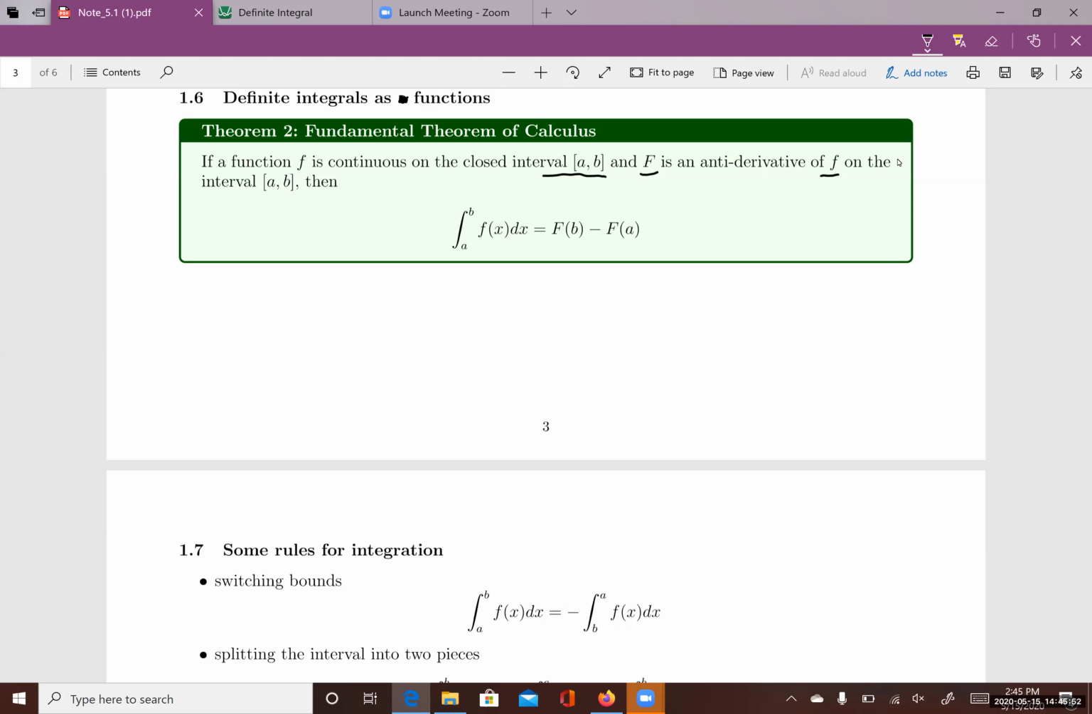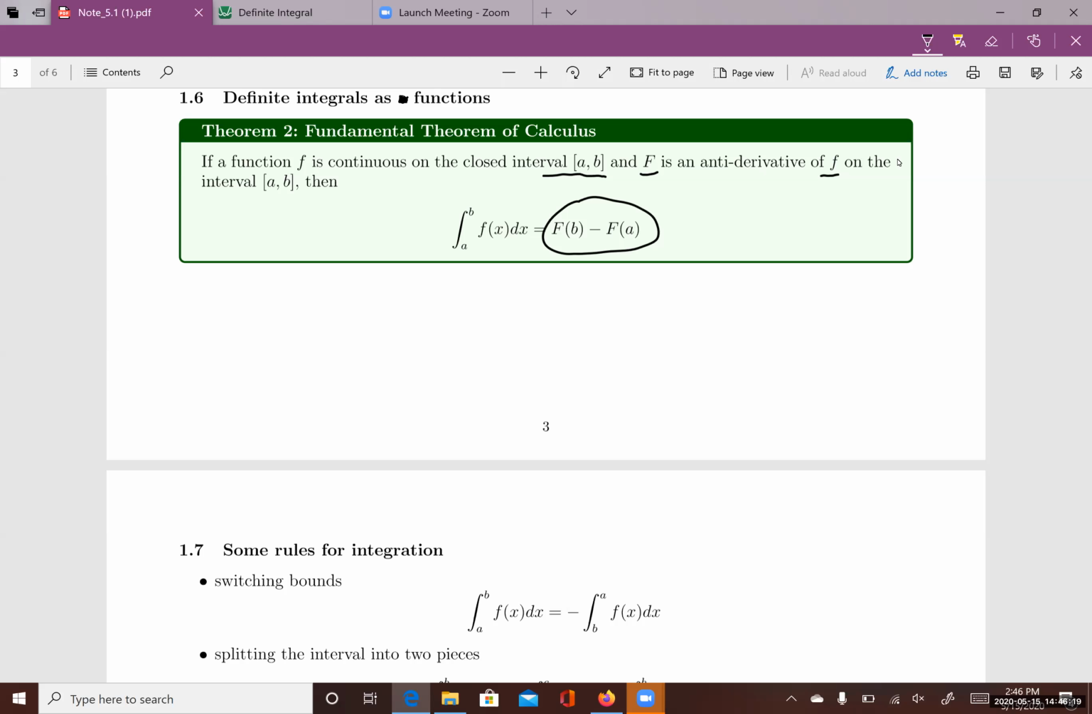So this theorem is about an antiderivative function on a closed interval, and you can calculate the definite integral on the closed interval using this formula right here, where big F is an antiderivative of f, and a and b are the endpoints of the closed interval from a to b.